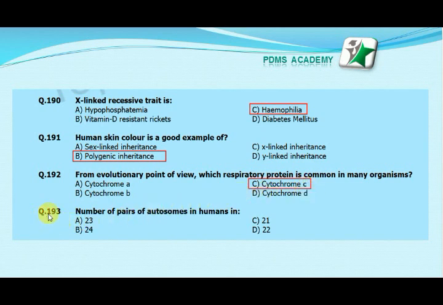Our next MCQ is: number of pairs of autosomes in human is option A, 23, option B, 24, option C, 21, option D, 22. Our correct answer is D, 22.